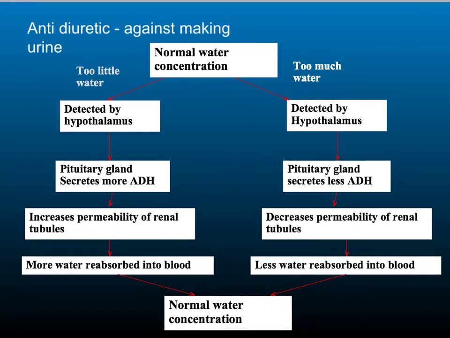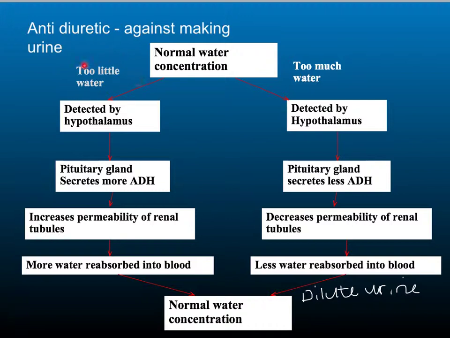And the way that this works is that we want a normal water concentration in our blood. If you get too much water within the blood, that will be detected by the hypothalamus within the brain. It will trigger the pituitary gland to secrete less ADH, okay? So not as much ADH, antidiuretic, against making urine. That will decrease the permeability of renal tubules, which means that we'll be able to get less water reabsorbed into the blood. This will mean that we have very dilute urine.